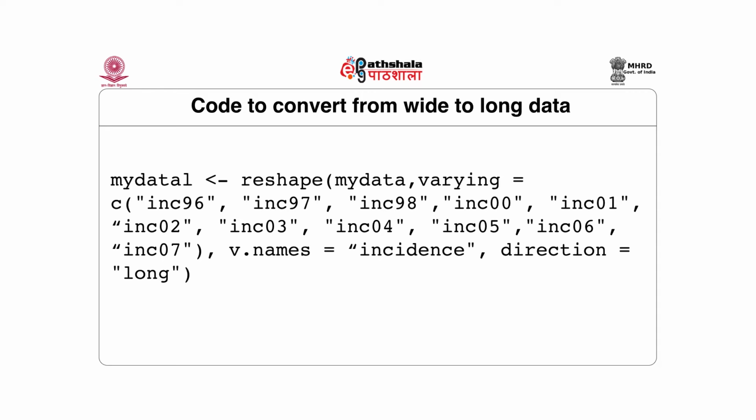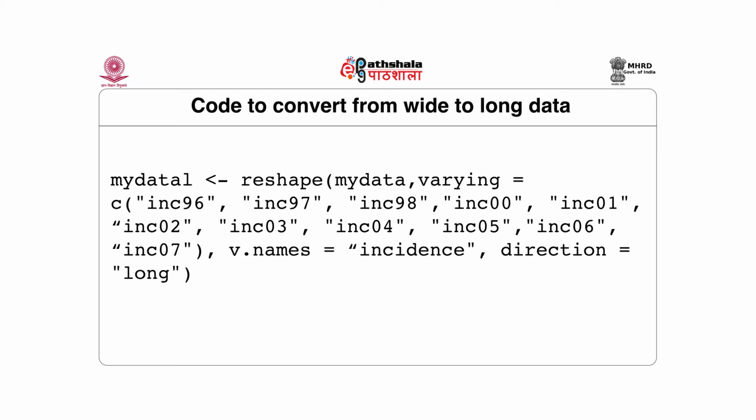units, or what units are repeatedly measured. So here it is the incidence rate from 1996 to 2007 for breast cancer. And the varying variables are INC 96, INC 97, and so on till INC 07, which means incidence rates in these years. So those are the varying units. We indicate that these are the varying units. These varying units will be coerced into a long format.